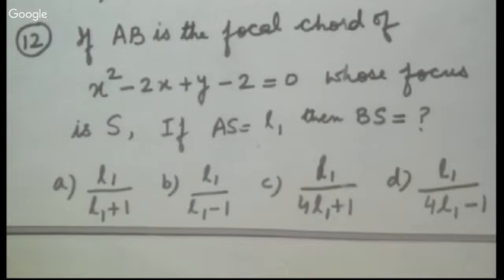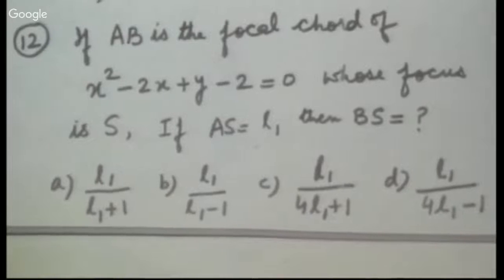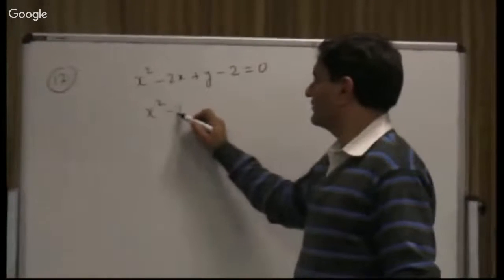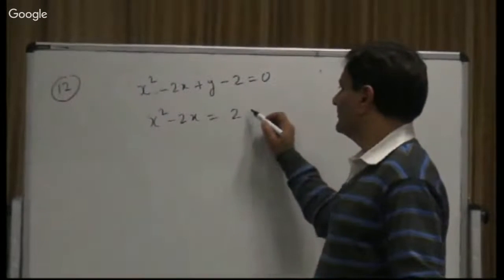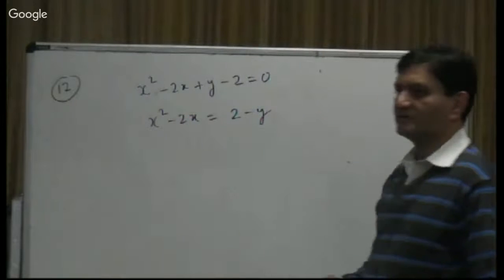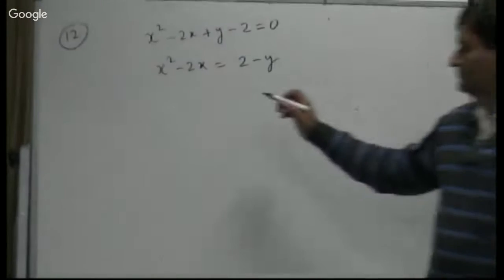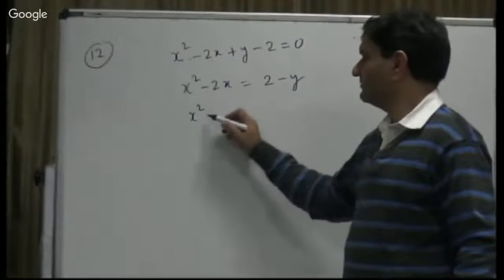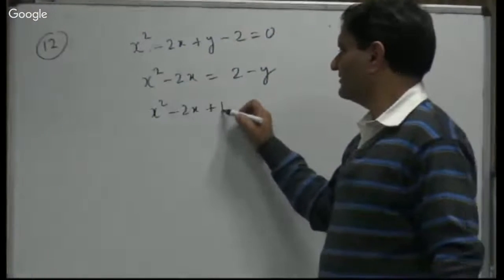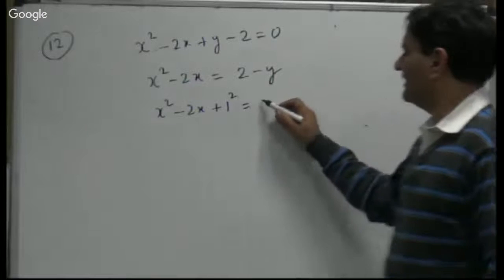x square minus 2x plus y minus 2 equal to 0. Right? x square minus 2x is equal to 2 minus y. So what I am doing is completing the square. How to complete the square here? I am adding 1. Right? I'll add 1 on both sides.